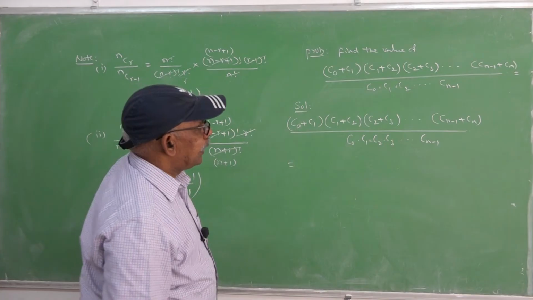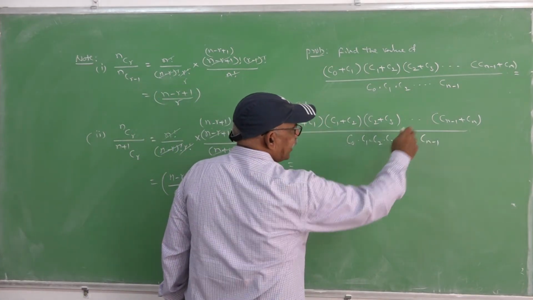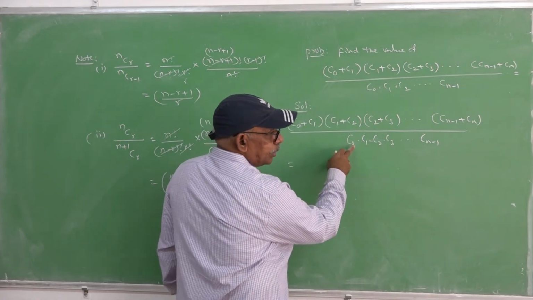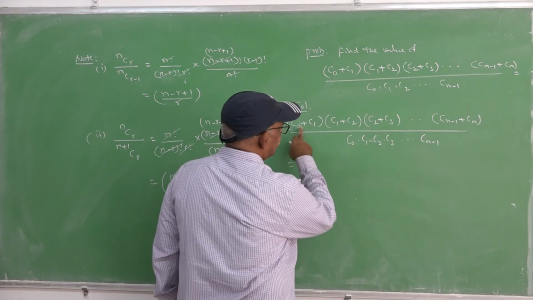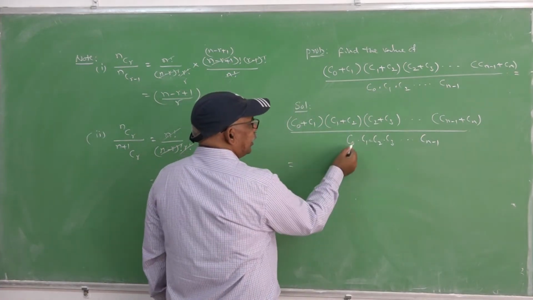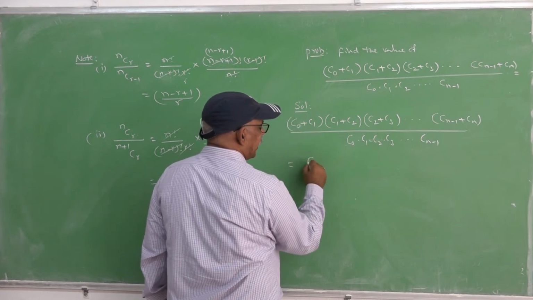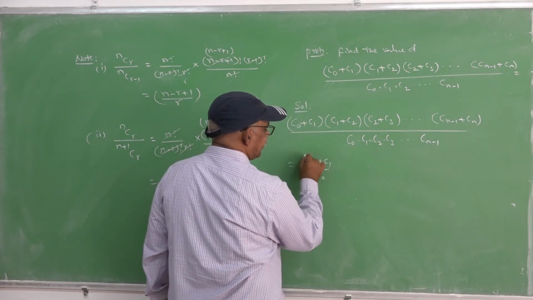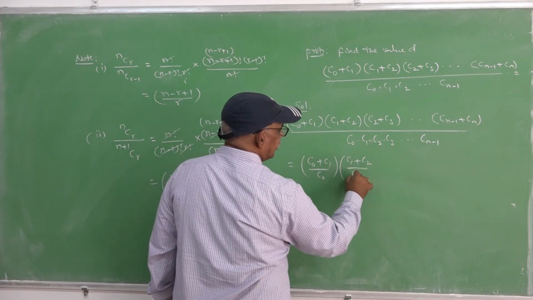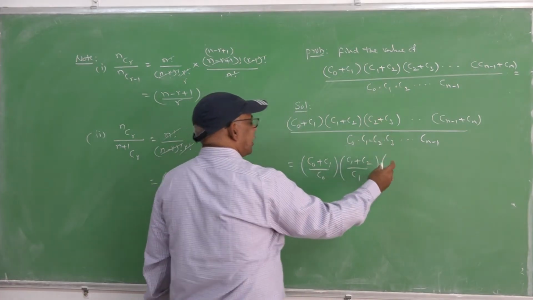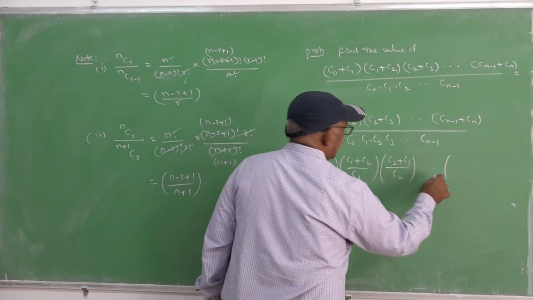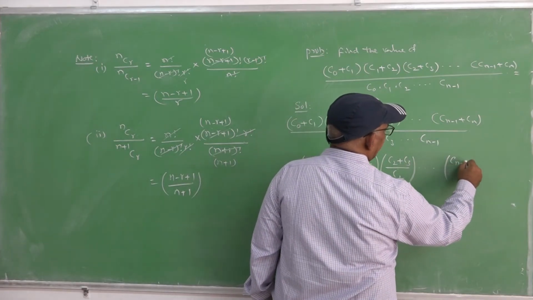There are n factors in the numerator and n factors in the denominator, because initially we are starting from 0. Hence, up to Cn-1 we get n factors. Take this C0 under this factor. Similarly, take C1 under this factor. Like that, take C2 under this factor, because all terms are in multiplication. Take Cn-1 under this factor.